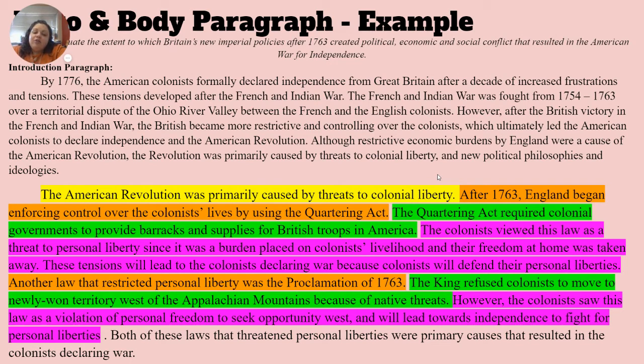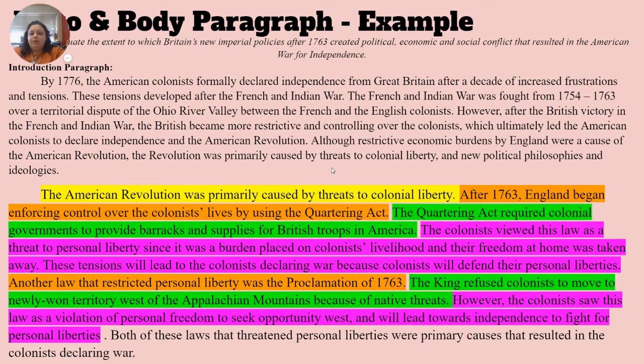And then the last sentence, it's always nice to kind of just sum up, right? Have just like a concluding sentence. Both of these laws that threaten personal liberties were primary causes that resulted in the colonists declaring war. So it's kind of just reiterating your topic sentence, right? So this was a body paragraph for subpoint A.